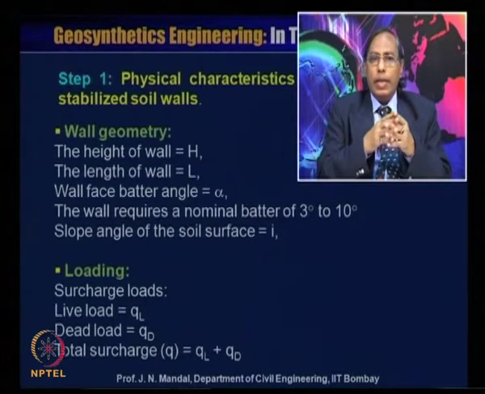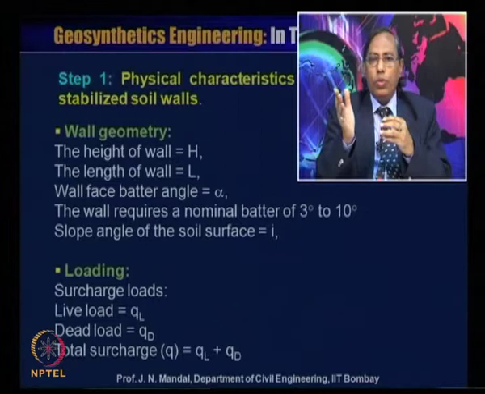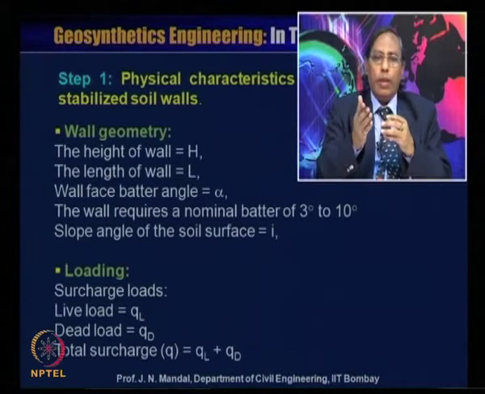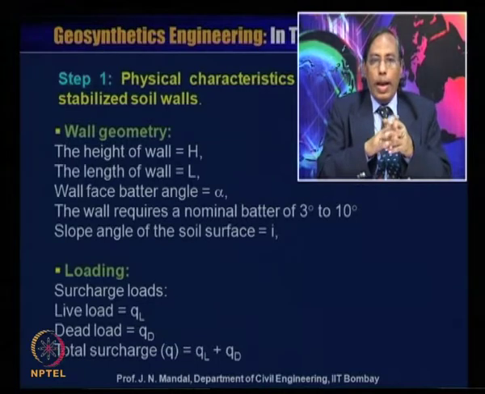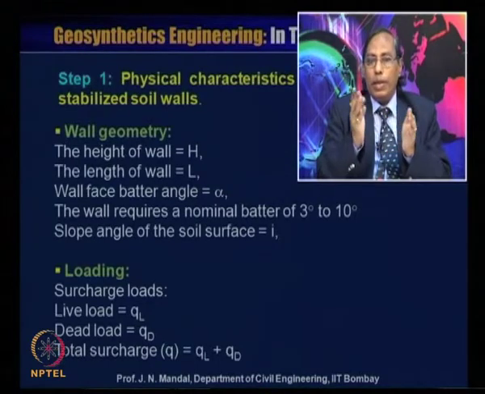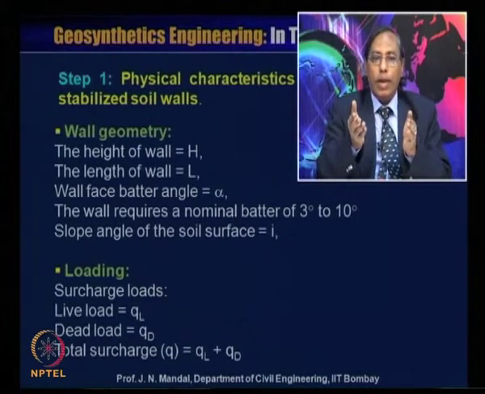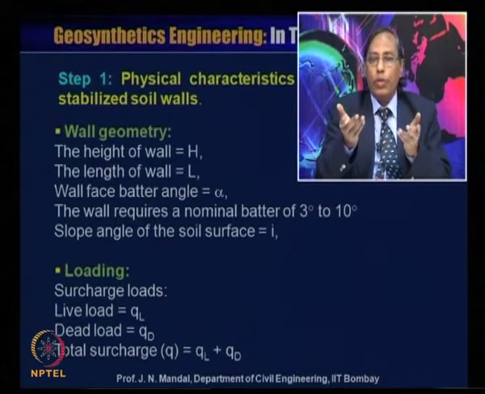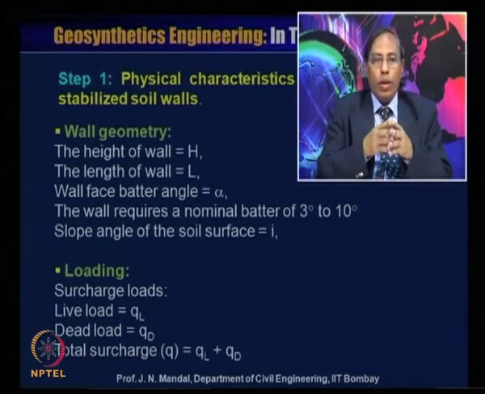Generally the wall requires a normal batter of 3 to 10 degrees. In most cases you can also use 5 to 6 degrees. And the slope angle of the soil surface, that is I, is required if there is any slope. If there is no slope, then that is 0.